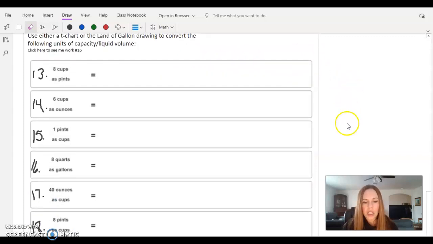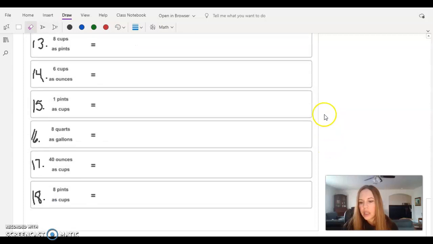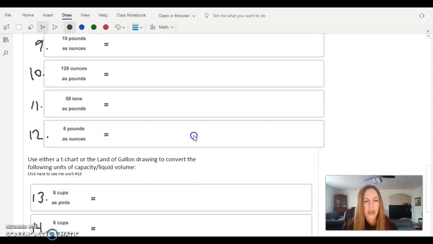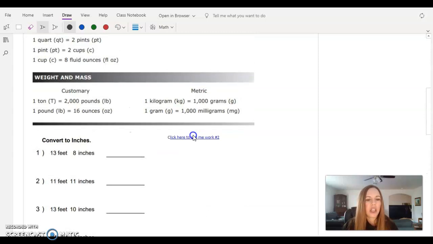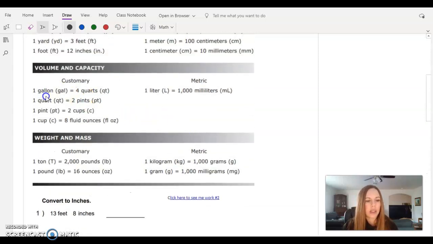Okay, I'm going to use a T-chart, but if you didn't and you drew the land of gallon, that's okay. You should have still gotten the exact same answer. I put my bigger conversion on the left and my smaller on the right. What if I forget? I'm not as comfortable with liquid volume, so I need to go and look. Whatever it is on the left on your star chart, that's what you put on the left. So they always have the larger measurement on the left and then the smaller on the right.